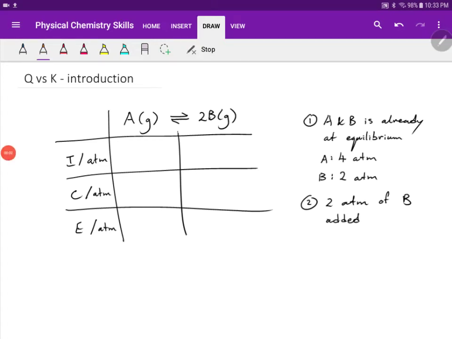Hi everyone, in this video we are going to discuss Q versus K. Q is the reaction quotient and K is the equilibrium constant.